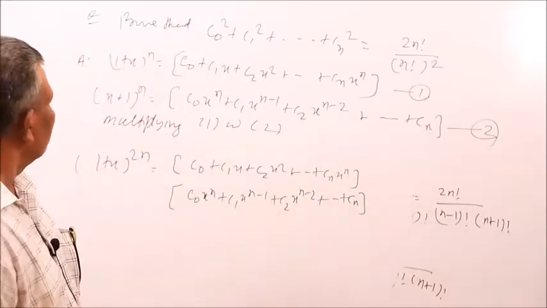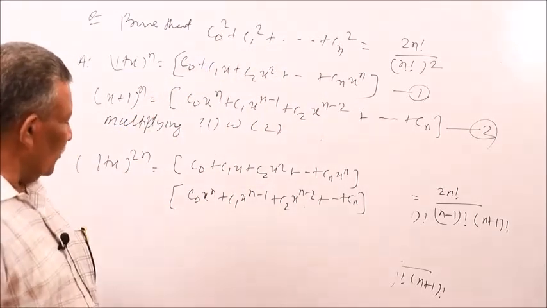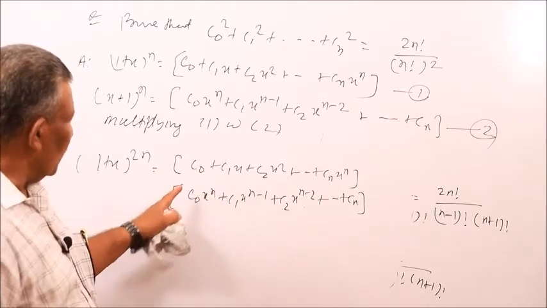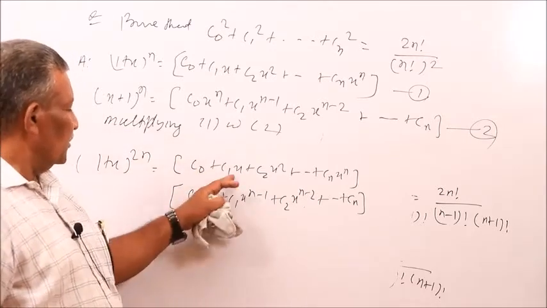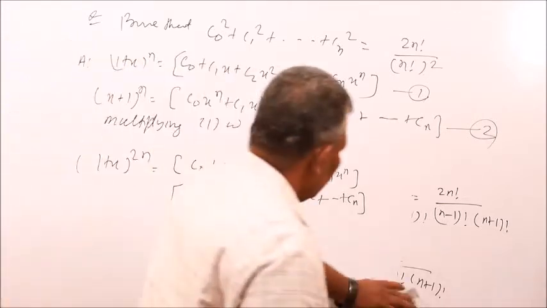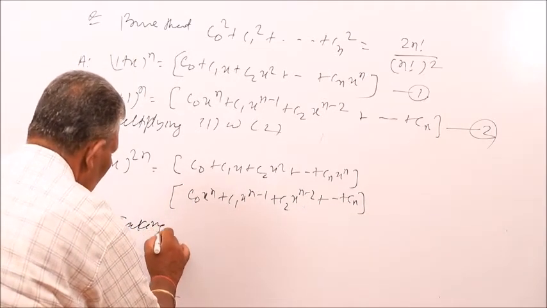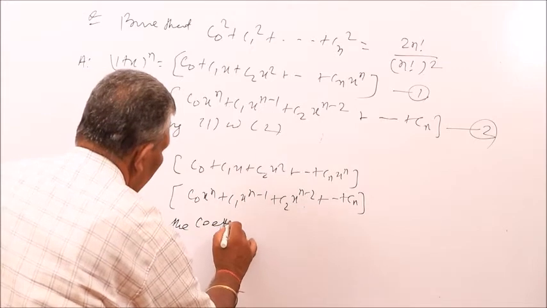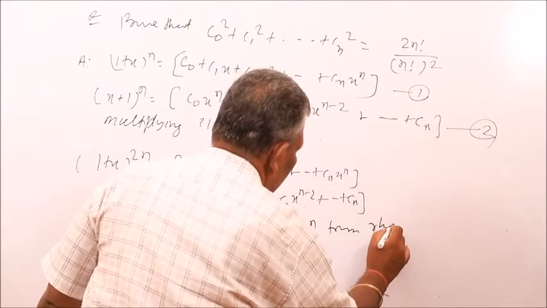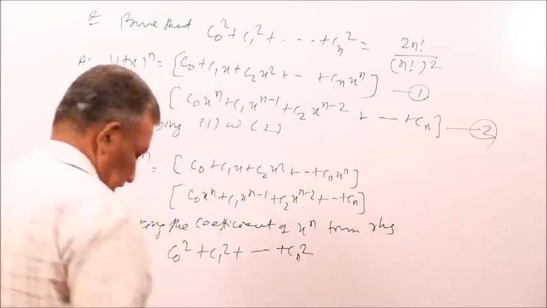Come to the question. We are interested in C0 square plus C1 square plus up to Cn square. When we multiply this, C0 square will come with the term x to the power n. So multiplying the first term of both the brackets, C1 square x to the power n, C2 square x to the power n, Cn square x to the power n. So taking the coefficient of x to the power n from RHS, we have C0 square plus C1 square up to Cn square.